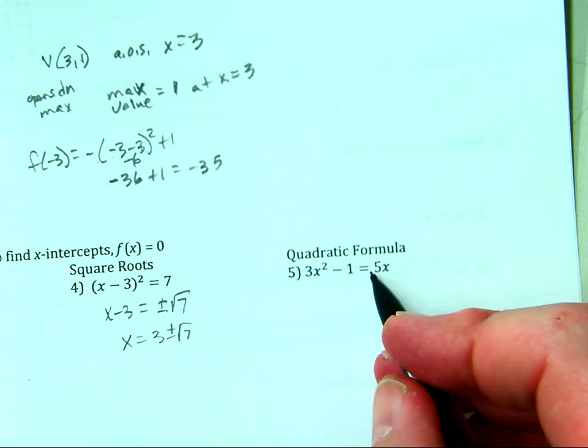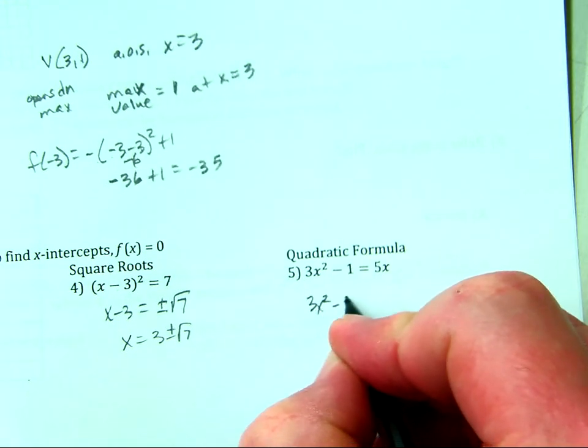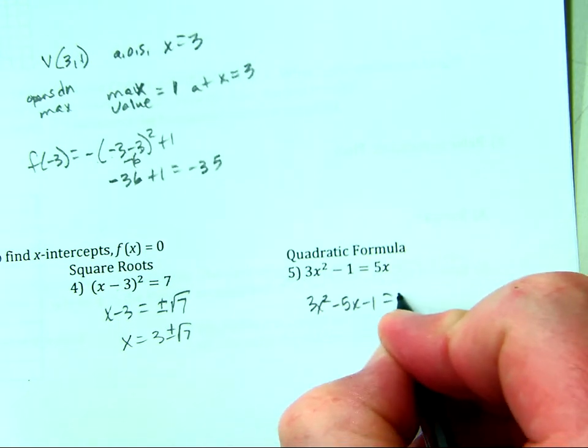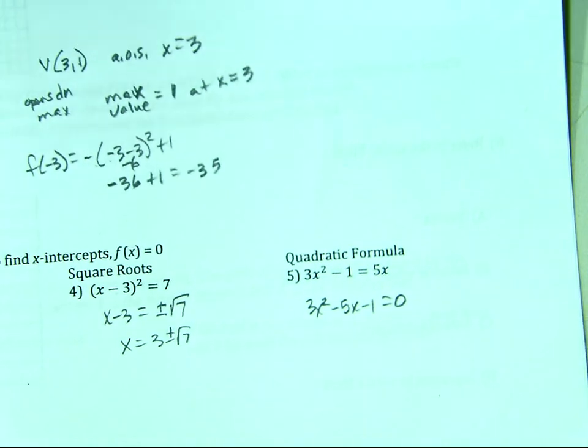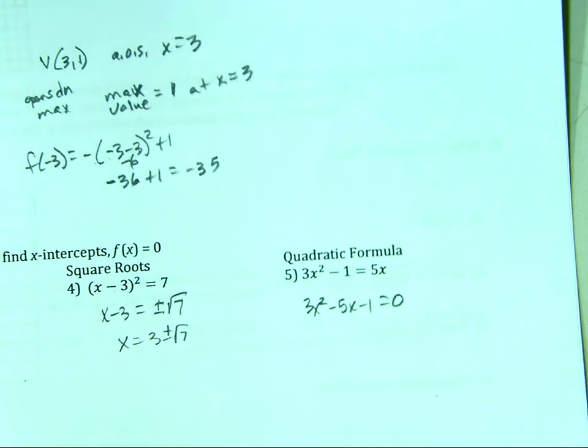Sometimes you get one like this. Now it's a quadratic, so we want to get it equal to 0. So I'm going to move the 5x over to this side. Sometimes it won't factor like this one. It's not square rooted. So we might have to use the quadratic formula.